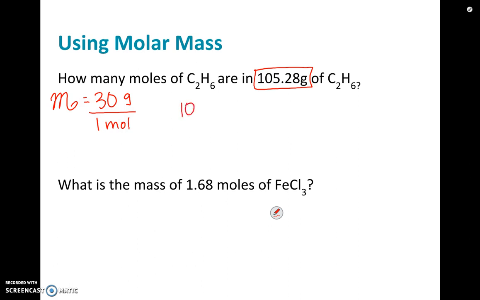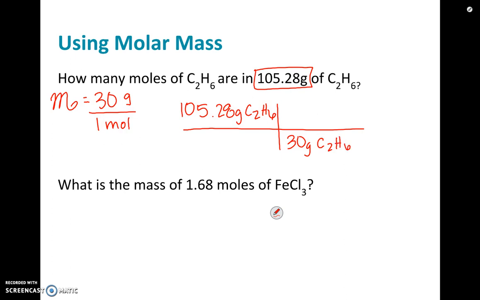So I'm going to start with my 105.28 grams of C2H6 and make my cancellation line. I'm going to say, okay, my 30 grams should go on the bottom so that it cancels out. And my 1 mole will go on top. Okay, so grams cancel. And now I have 105.28 divided by 30 times 1. So I have 3.51 moles of C2H6 in this sample.